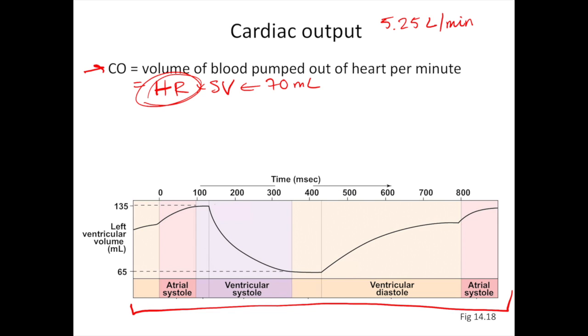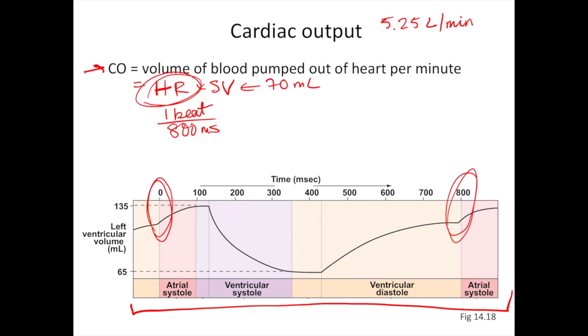What I did was I started at the beginning of atrial systole and I went through and found the beginning of the next atrial systole. Okay, so we know that one beat is going to take 800 milliseconds, right? Because that was 800 milliseconds from the beginning of one atrial systole to the next atrial systole. So that's our heart rate. It's one beat per 800 milliseconds.